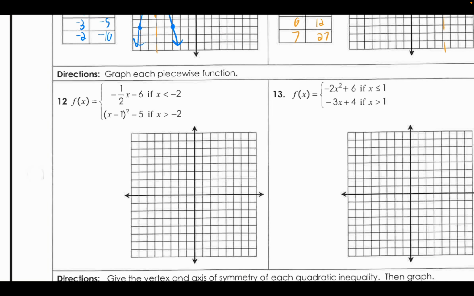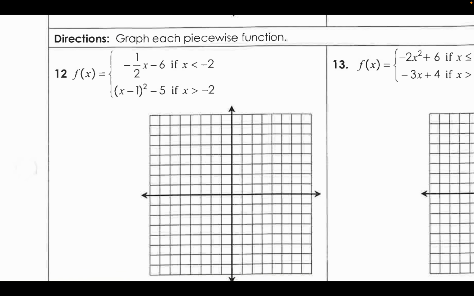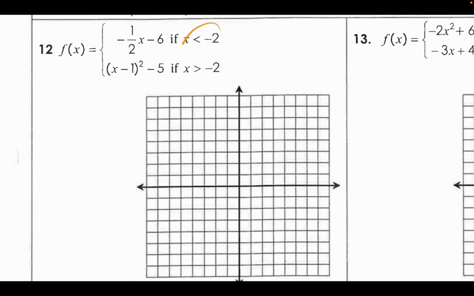Number 12 here. Now we have some piecewise functions, exciting stuff. So I like to make this dashed line here for my split, and they split where it's greater than or less than -2. So I'm going to put my dashed line at x equals -2. Then I'm going to plug in this number here and plug in this number here and go from there.